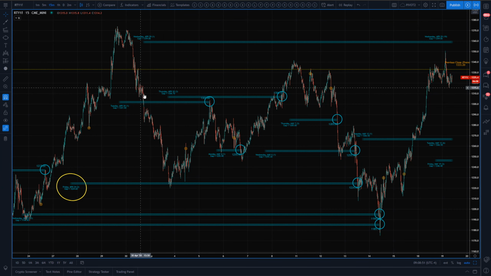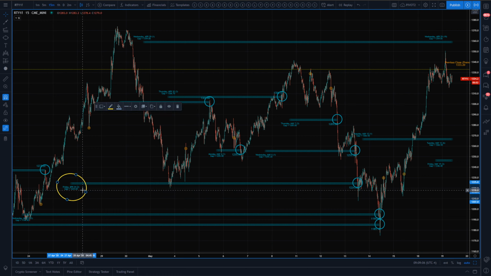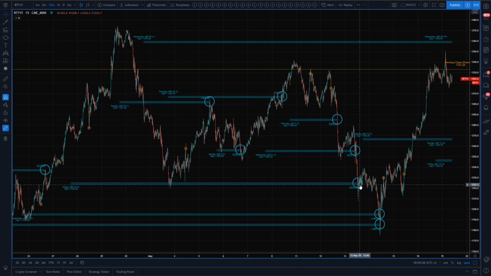So when the price reached this Friday, April 24th gap, it didn't fill, it didn't plot one of these big cyan circles on the price, but it did act as price support. This gap was not filled until May 13th, where this circle was printed and the price next to it.